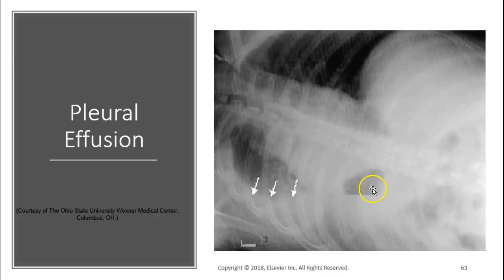So this is what it looks like on a lateral. This is a lateral decube. So you can see there's a line right there. It's displacing the lung from the ribs. So the lungs should go out to the outer ribs there.